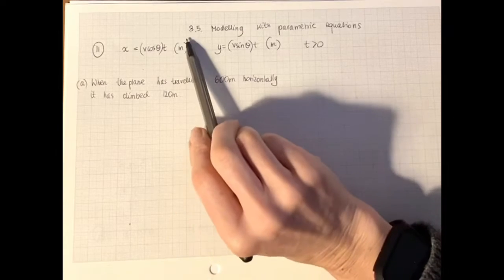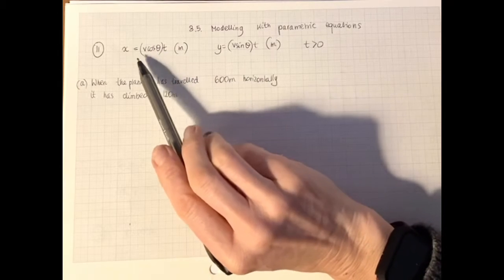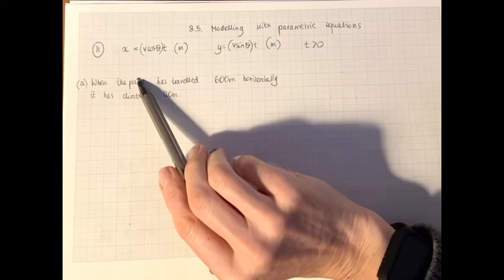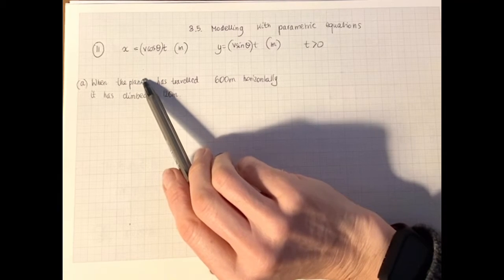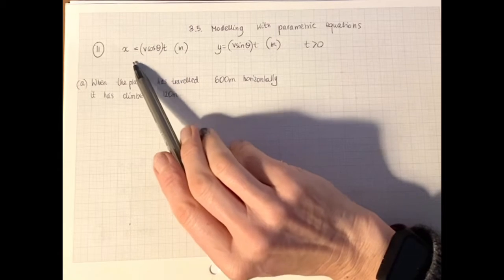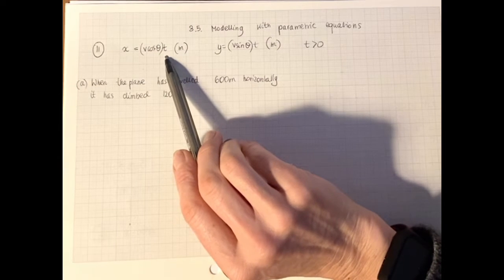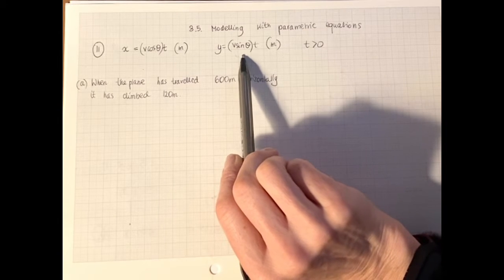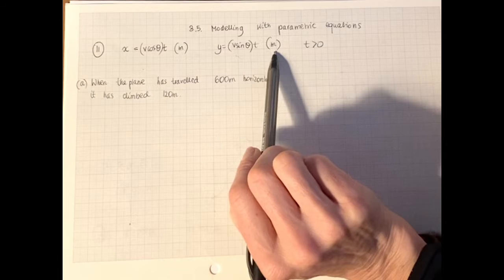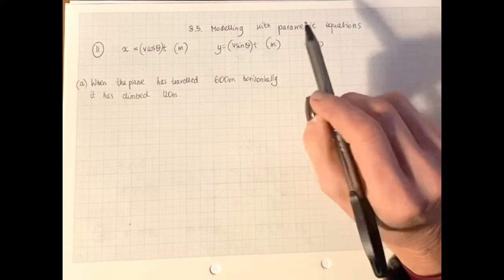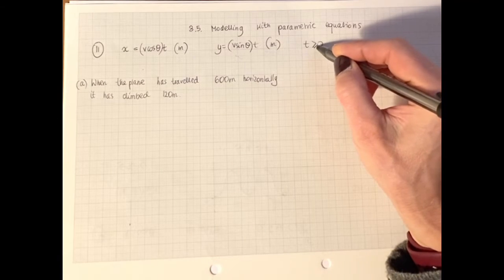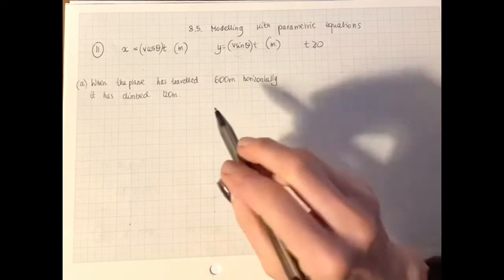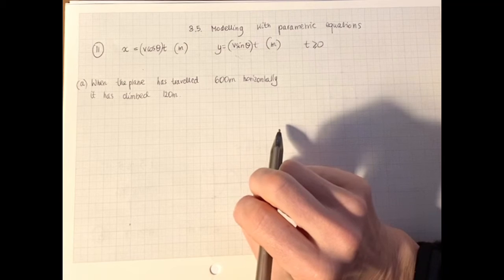Okay, section 8.5, modeling with parametric equations. A plane's position at time t seconds after takeoff can be modeled with the following parametric equations: x equals v cos theta t, measured in meters, and y equals v sin theta t, measured in meters. t is greater than or equal to 0, although they didn't put equal in the book, but time is measured from the start, which is t equals 0.